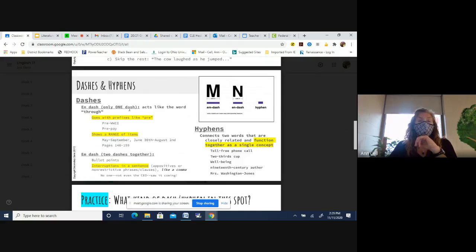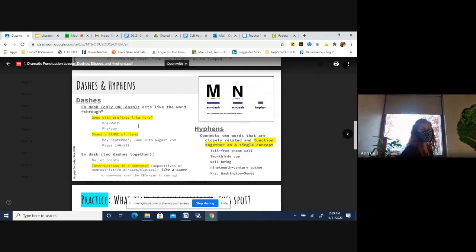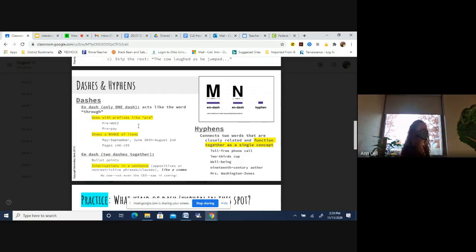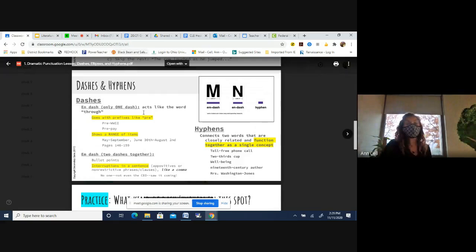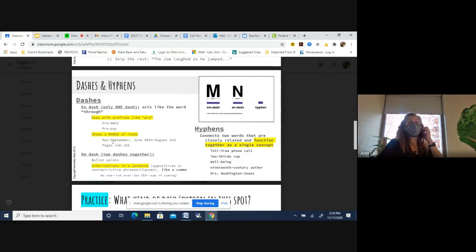So if we look at the N dash, which is just the one dash, it acts like the word through, or it connects pre to the rest of a sentence. So pre-World War II or prepay, those aren't actually words. We can attach pre to another word by using an N dash. An N dash also pretends to be the word through. So May through September, June 30th through August the 2nd, or pages 146 through 159. We read this little guy as through.